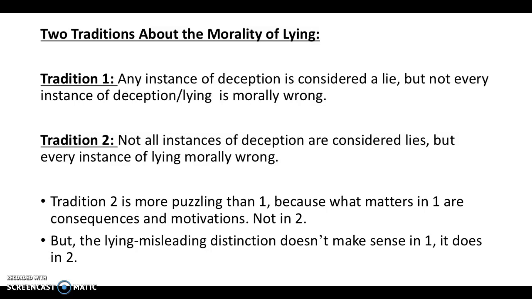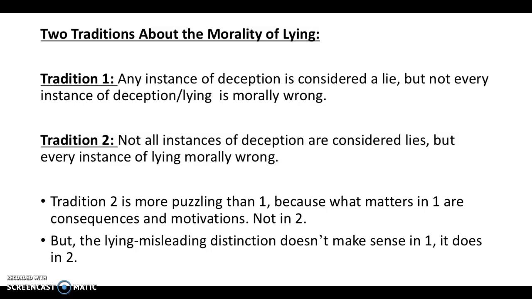Now, one thing that Saul wants to highlight is that the second tradition is a bit more puzzling than the first tradition, in that what matters in the first tradition seems to be consequences and motivations. In other words, while in the first tradition there is no distinction between lying and misleading, we're able to make sense of why some acts of deception would be deemed morally wrong or morally right based on the motivations or consequences of the particular act. Whereas in the second tradition, that wouldn't be the case, because in the second tradition, almost by definition, lying is considered morally wrong. So it doesn't leave any room for an explanation as to why it would be morally wrong based on consequences or motivation. So this seems to be a bit puzzling for Saul.